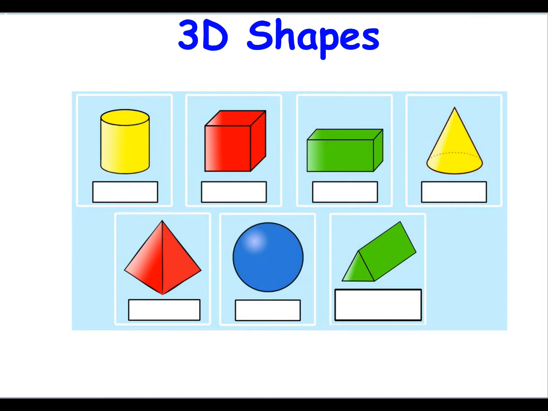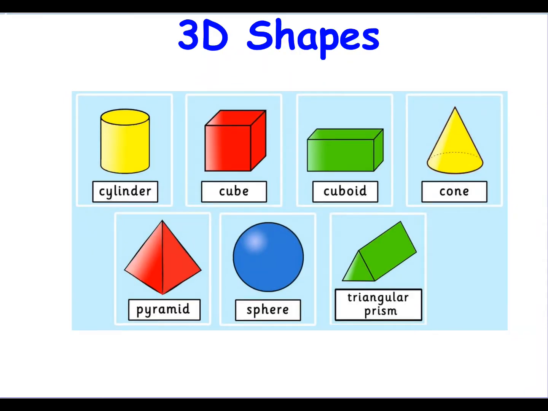Here are a few of the three-dimensional shapes you need to be aware of. Can you name them before I reveal them? So the shapes we're going to look at are the cylinder, cube, cuboid, the cone, pyramid, sphere, and triangular prism.